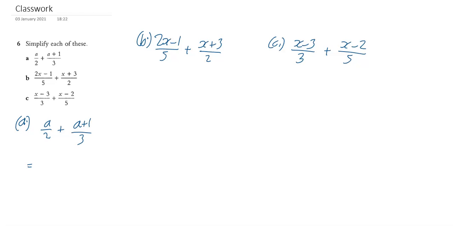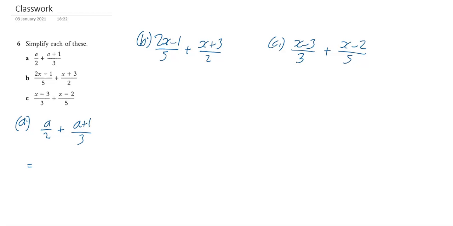Right, we're just going to go through the solutions to page 40, question 6, parts A, B, and C, and then we're going to do another couple after that as well. So first of all, what we're doing in these questions is adding and subtracting algebraic fractions. So A, B, and C are all adding, and then we'll look at a couple of subtraction ones as well.